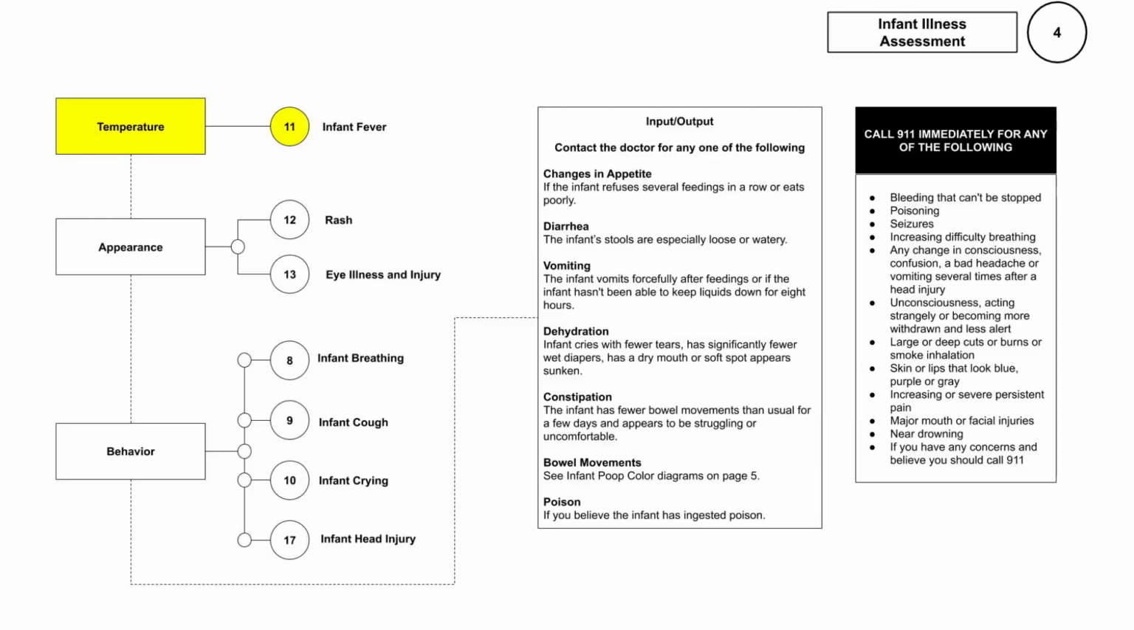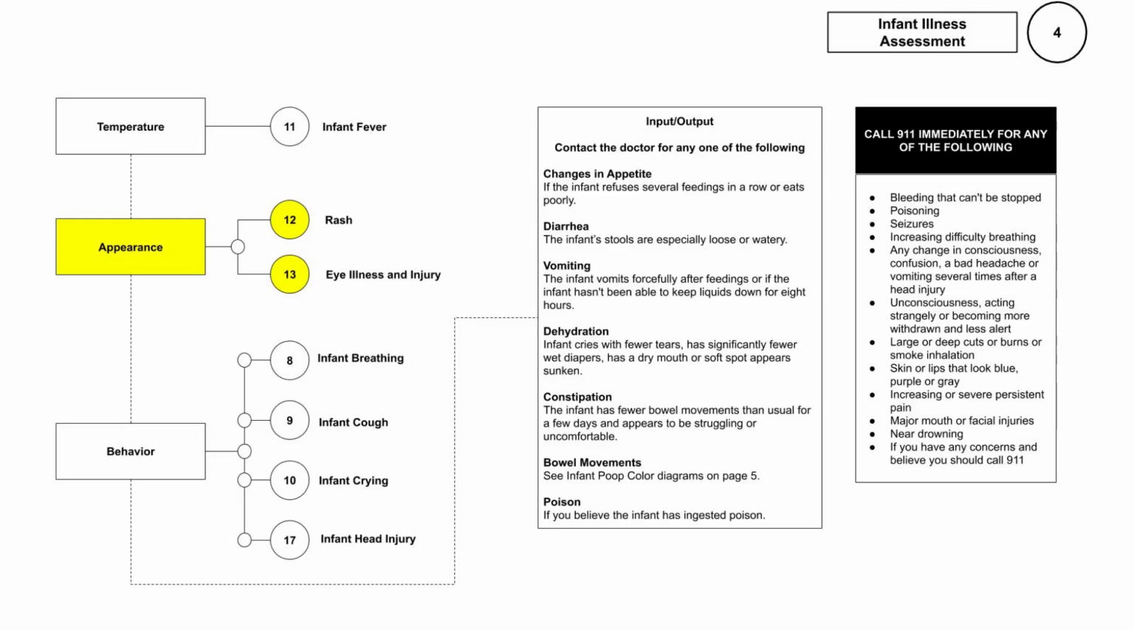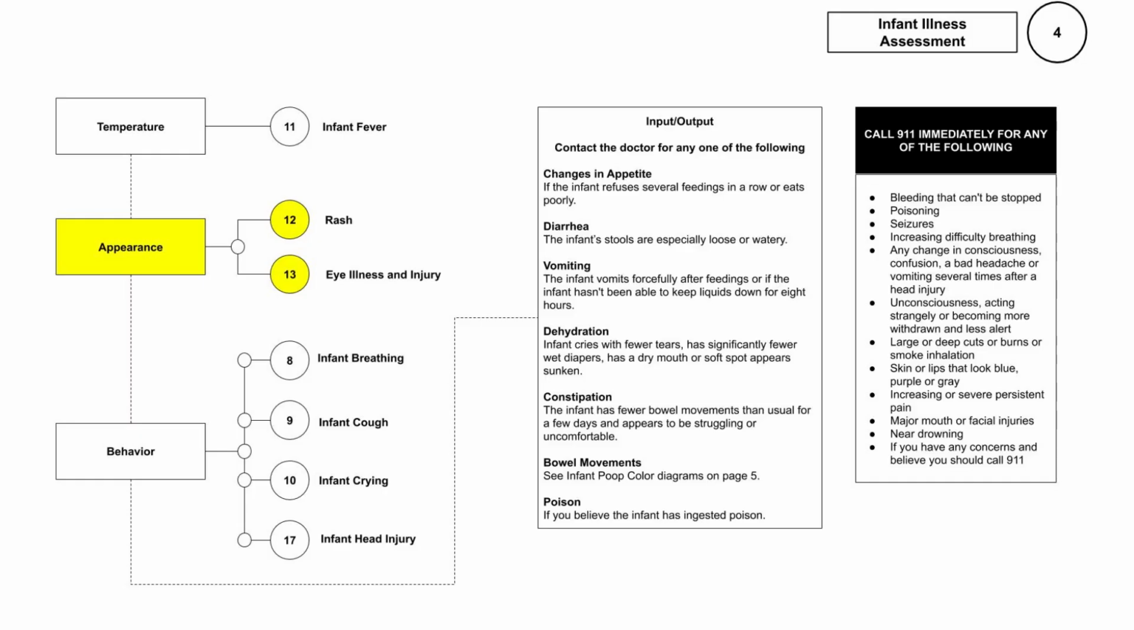And so what we want to do is we want to turn to page 11, and we're going to talk about the infant fever flow diagram and how to diagnose our infant. Next is appearance. And appearance is, how does the infant look? Does the infant have a rash? Or does the infant appear to have an irritated eye? If the infant has a rash, we'll go look at the infant rash flow diagram found on page 12. If the infant has some sort of an irritated eye, then we'll go and run the infant illness and injury flow diagram on page 13.